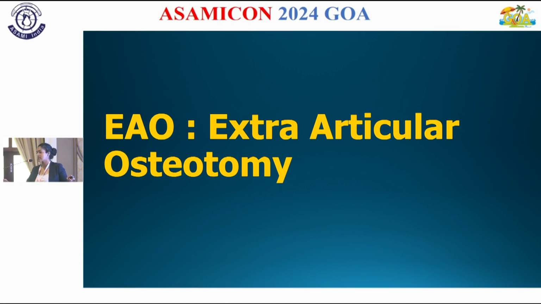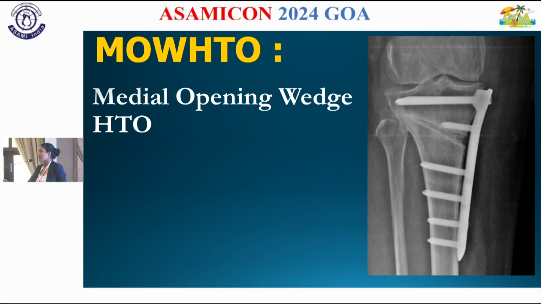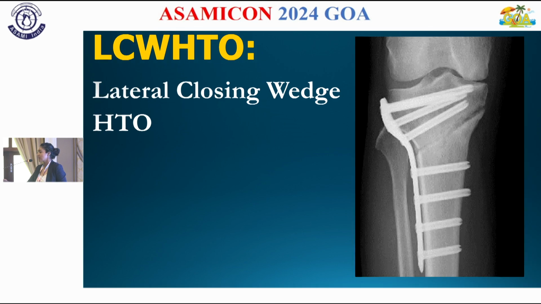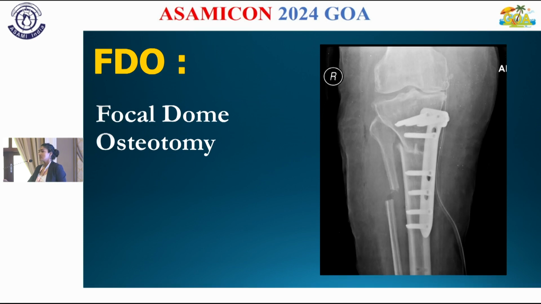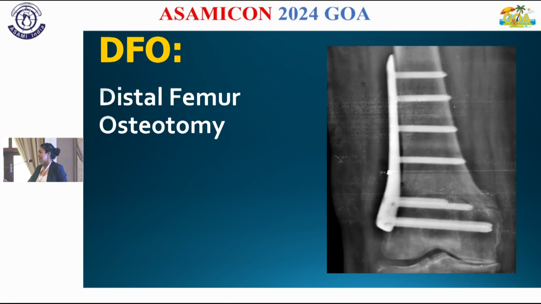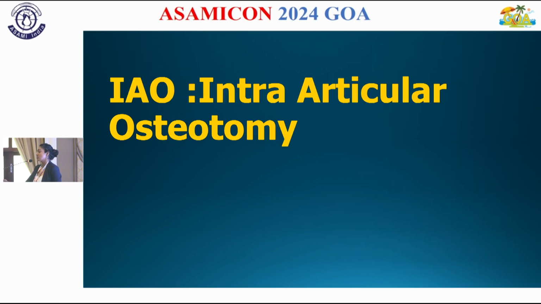So I'm just starting out with the keys to this entire map, which is the EAO, which is the extra-articular osteotomy. So in that we have the medial opening wedge high tibial osteotomy, that is MOWHTO. Then is the LCWHTO, that's the lateral closing wedge osteotomy. Then is the FDO, that is the focal dome osteotomy. DFO, which is the distal femur osteotomy.